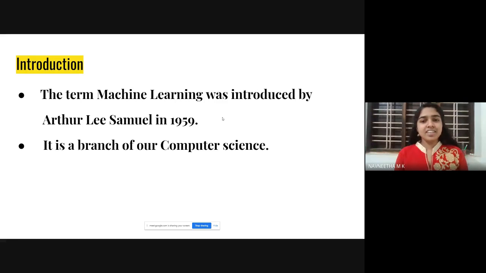Artificial intelligence and machine learning are closely related terms. It is also a branch of computer science. There are so many branches here, like data mining, deep learning, artificial intelligence, etc. Our topic is introduction to machine learning, so we will discuss machine learning.